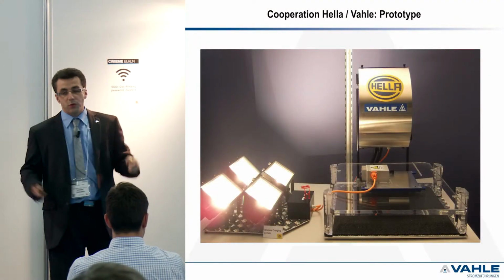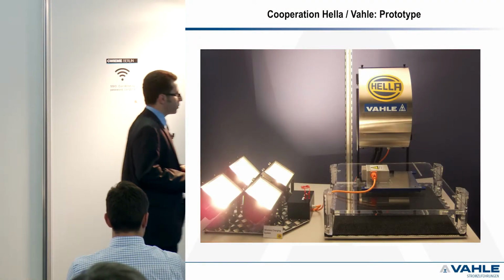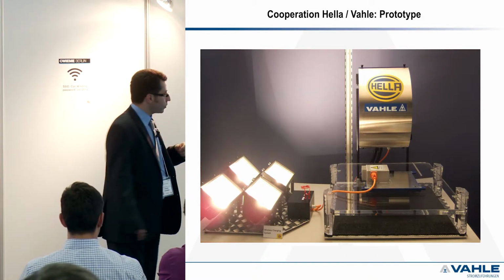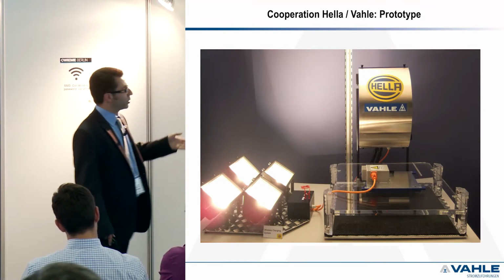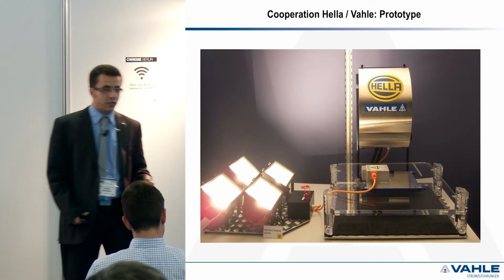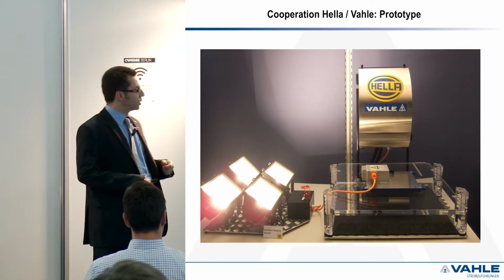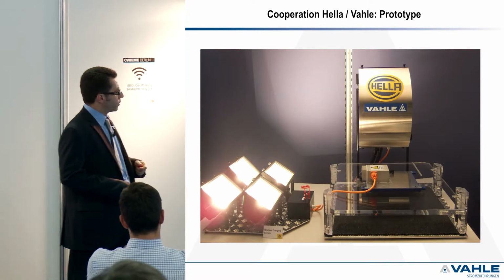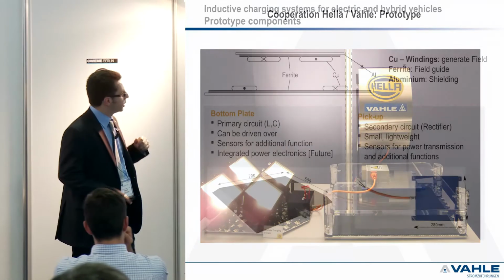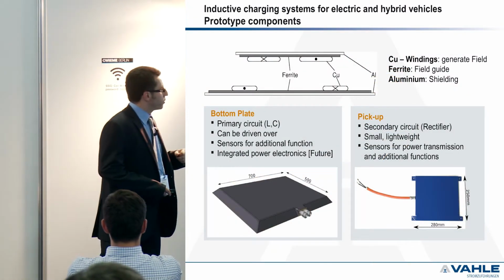Now we've gone into the third prototype. This is a 250 times 250 coil. And this is the first prototype we delivered to the OEMs in cooperation with the company Vahle, which is a tier 1 automotive supplier. The primary coil, as you can see, is 700 times 500. So these are the dimensions of the coils.